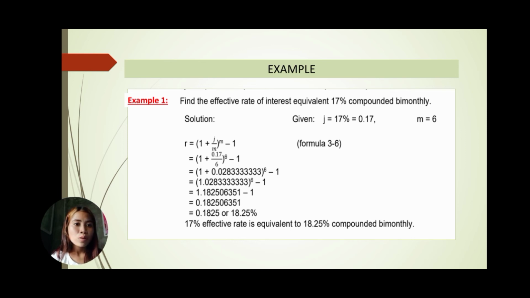Therefore, we need to first calculate the number inside the parentheses. We have 0.17 divided by 6 is 0.02833333, plus 1, raised to the power of 6 is equal to 1.182506635. Then minus 1, we have 0.182506351. Rounding it, we have 0.1825 or 18.25%. So we conclude that 17% nominal rate is equivalent to an 18.25% effective rate, compounded bi-monthly.